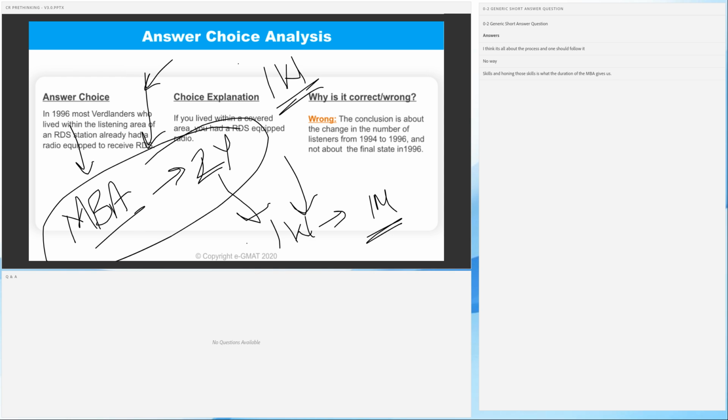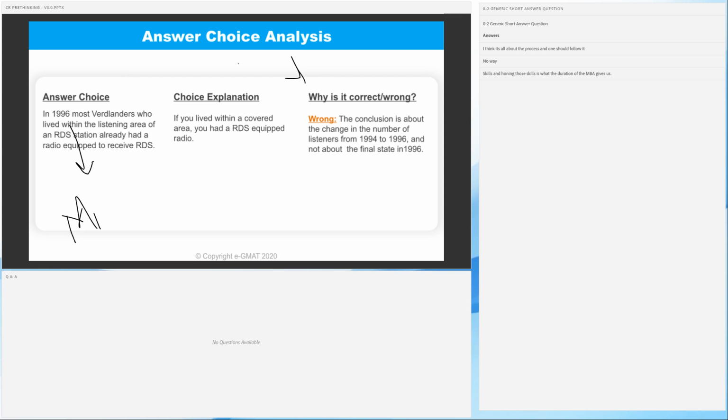Why do you think you need to do that for the GMAT? Building skills and honing your skills. So does that help answer the question, that you will get better?